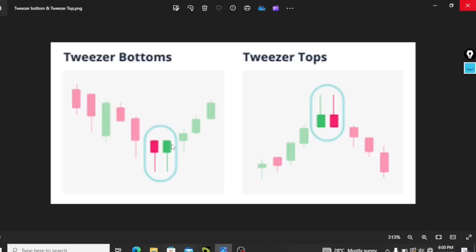When you look at the shadows, they are of equal length and size, and the bodies are of equal length and size. So when it appears like this at the bottom, it is a tweezer bottom, with bodies of equal length and size. You should know that this is a tweezer bottom, and it shouldn't be hard for you to identify.